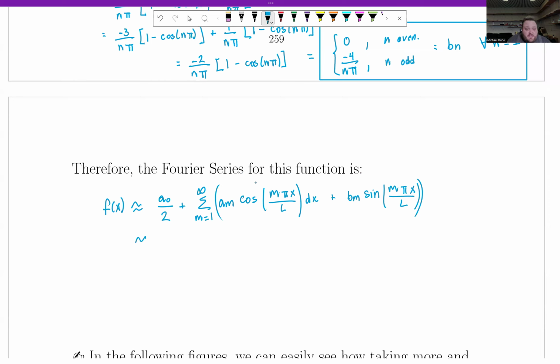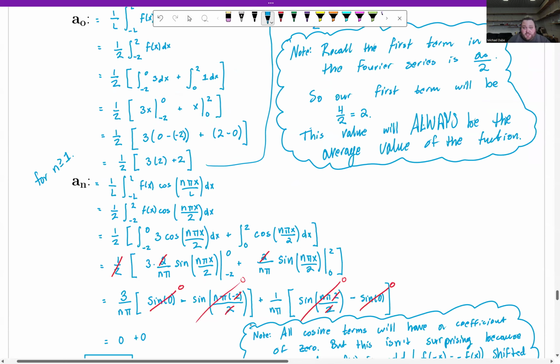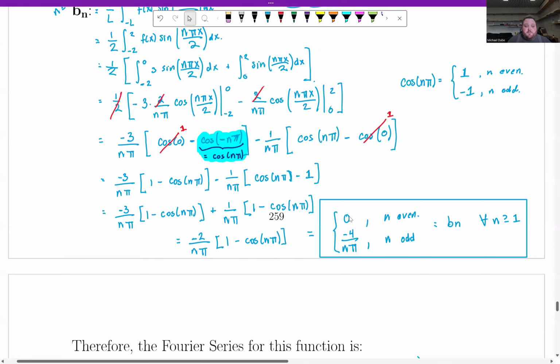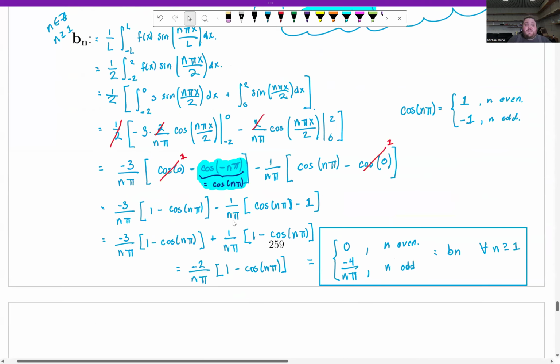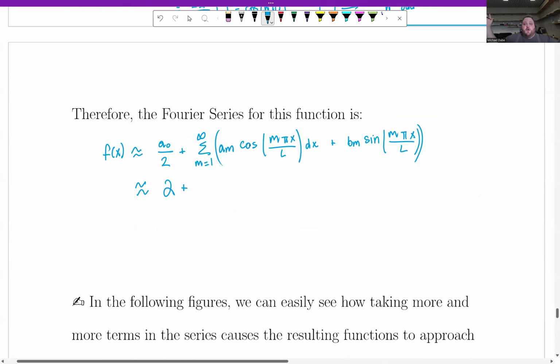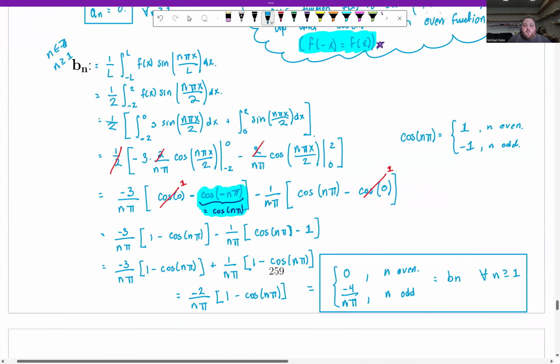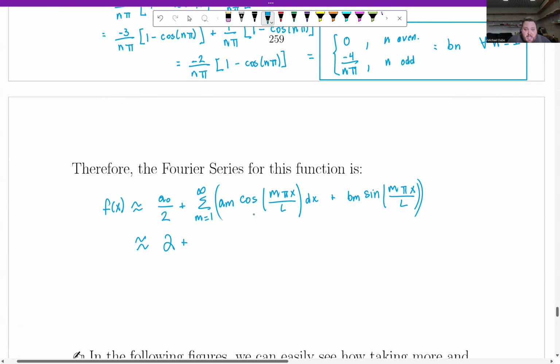Okay, so we know a naught by 2, we calculated up here. That is going to be 2 because we have a naught by 2, right? A naught was 4. So this becomes 2, okay, plus, and now every single an term is 0, right? So that means there's no coses in the rest of it, but there's going to be sines. So let's think about our sines. Whenever n is odd, we get this, negative 4 over n. So let's do our first term. So we're going to get minus 4 over n equals 1.